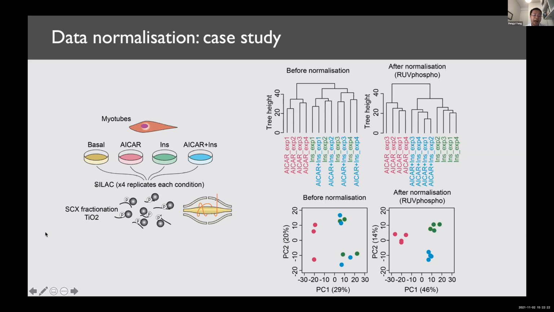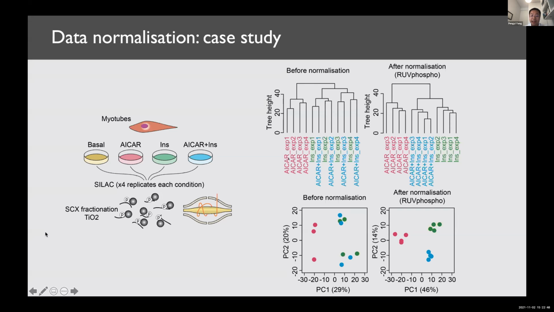So we use a technique called SILAC that labels the peptide and the phosphosite, and we will use this to quantify the phosphorylation changes upon the stimulation compared to the basal condition. So in this experiment, we generate 4 biological replicates for each of the stimulation compared to the basal.